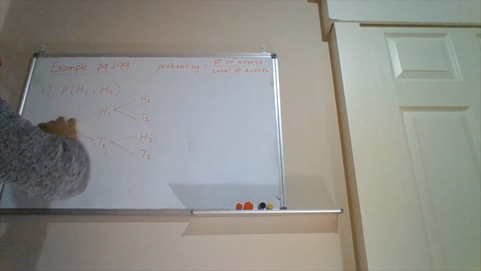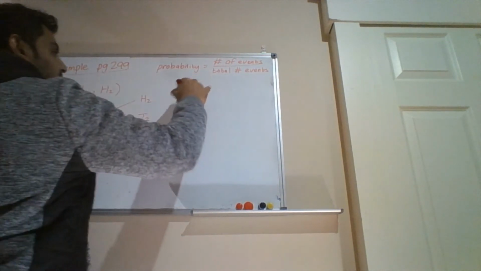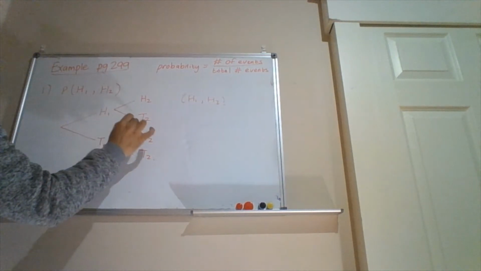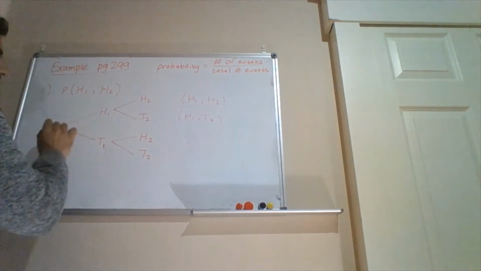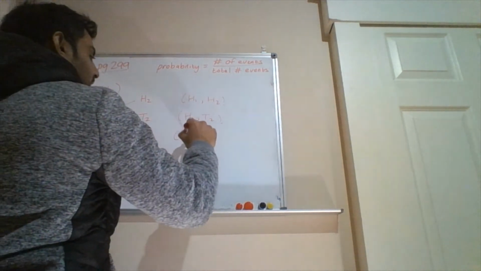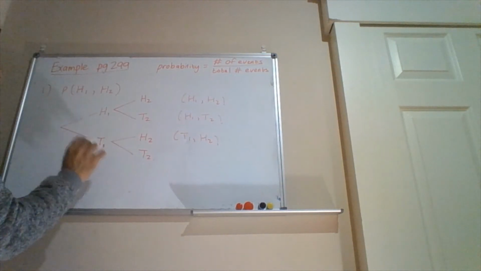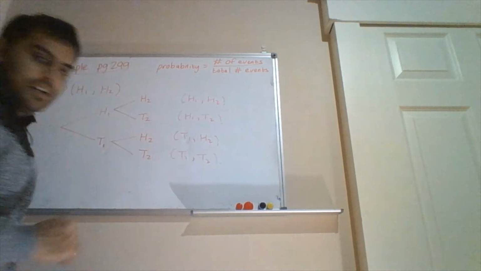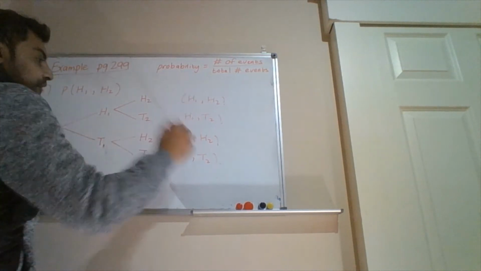So if we follow the branches of this tree, we can get the possibility heads, heads: heads on the first, heads on the second. If we follow the branch like this, we get heads on the first, tails on the second. If we follow the lower branch, we get tails on the first, heads on the second, and the last branch going like this is tails on the first, tails on the second. So how many possible outcomes do we have? We have 1, 2, 3, 4.